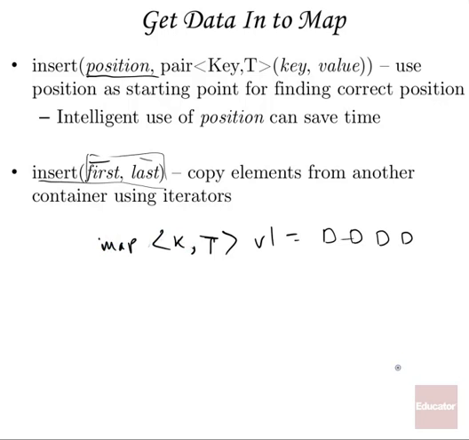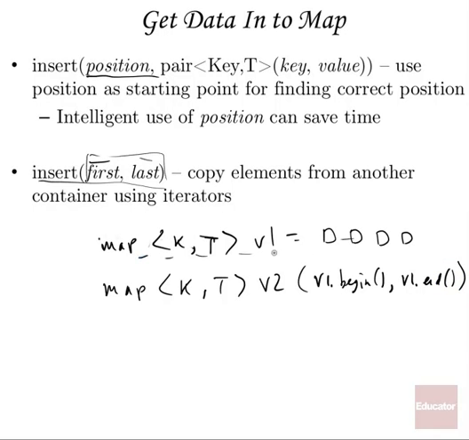So we want to copy the entire thing into a new map. So we'll have our constructor with the same key and the same type, which is take V1 begin to V1 end. So we'll copy everything in the V1 map into the V2 map.